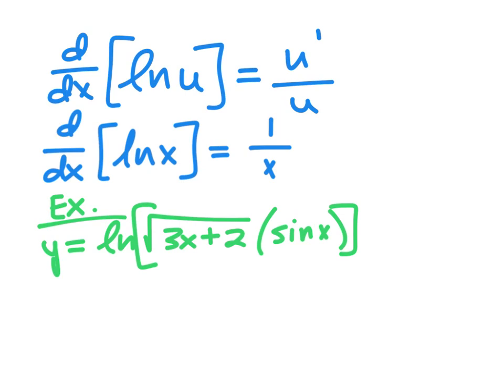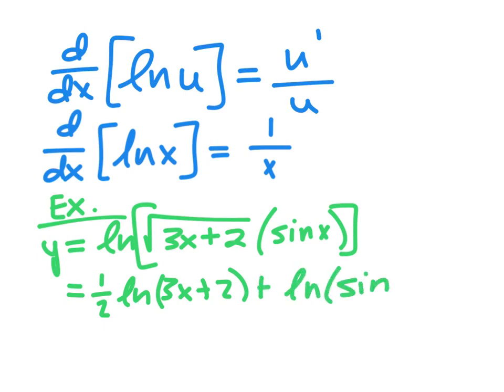So I can actually simplify this and make my life a little bit easier by expanding the natural log first using algebraic properties, then differentiate. So if I expand it, I have 1/2 ln of 3x plus 2 plus ln of sine of x. And now if I look through what's going to be required for me to differentiate, this is a simple u prime over u with a coefficient in front. There's nothing really complicated involved with that. I don't have any additional rules, which is good.